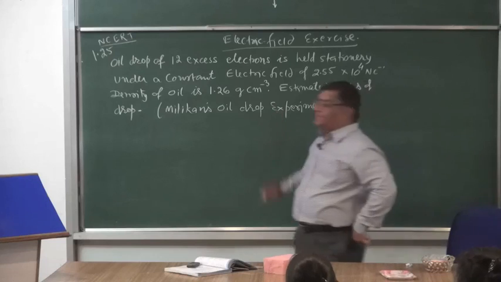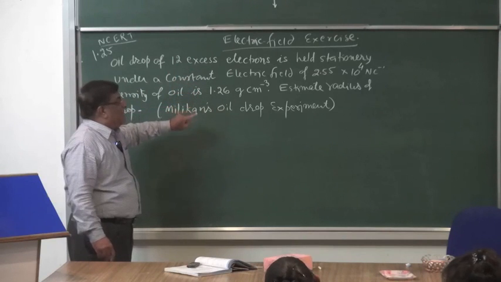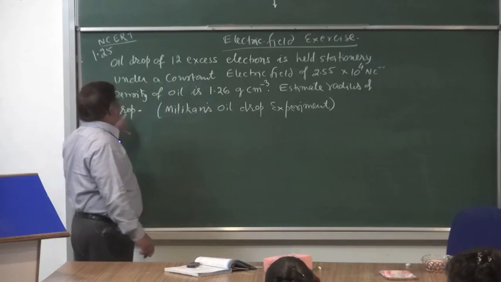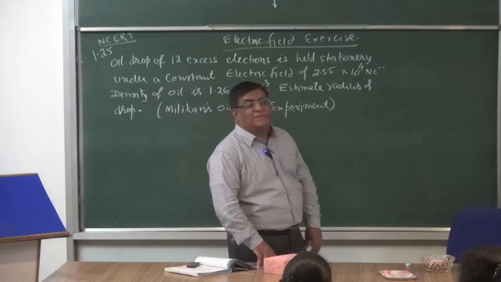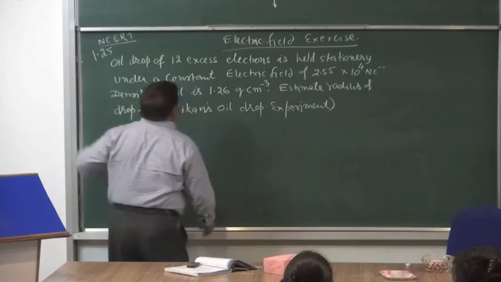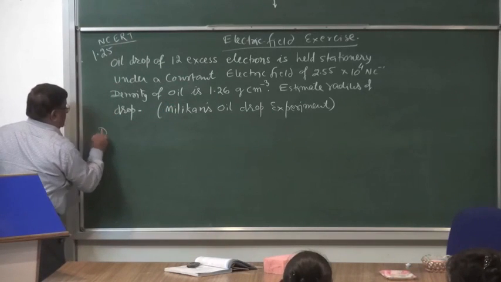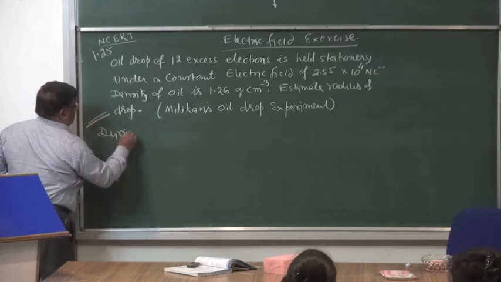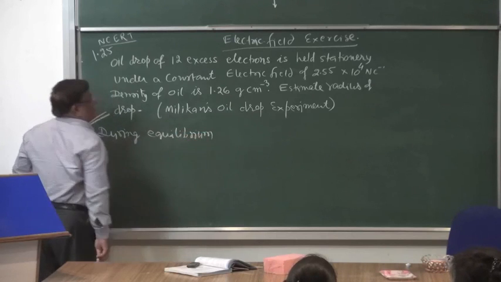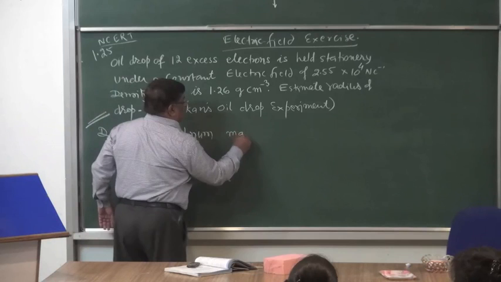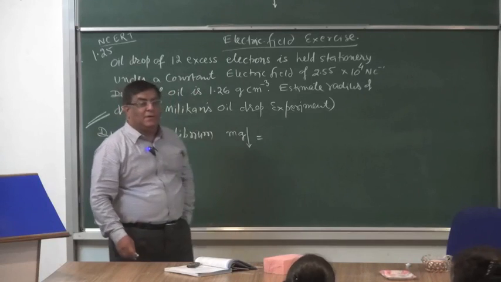It is that situation. Now in this situation, they are asking us that equilibrium has been reached, and now we have to find out the radius of the drop. Now in that equilibrium, where does the radius appear? During equilibrium, mg, which is downward, is equal to the electrical force.